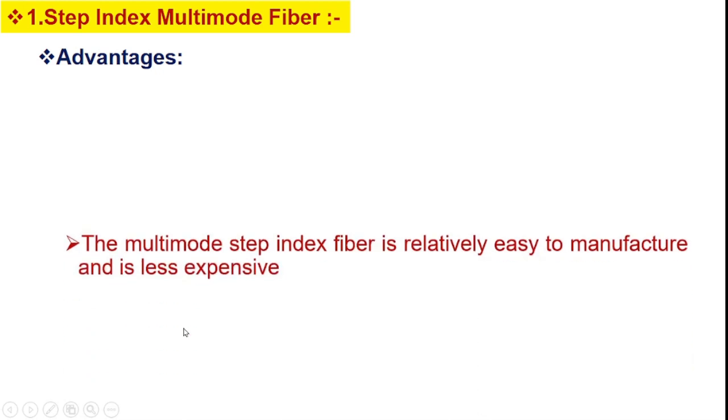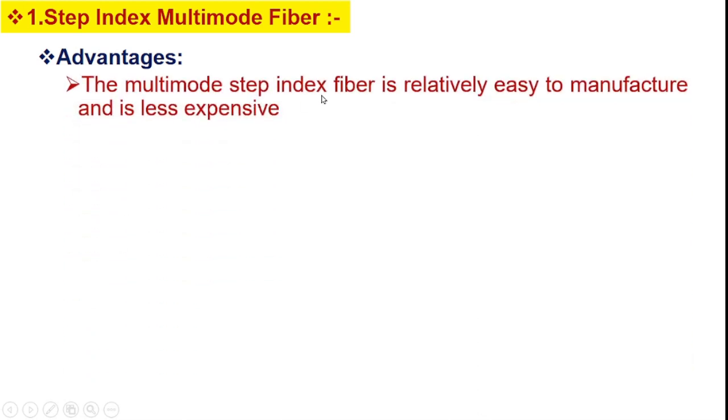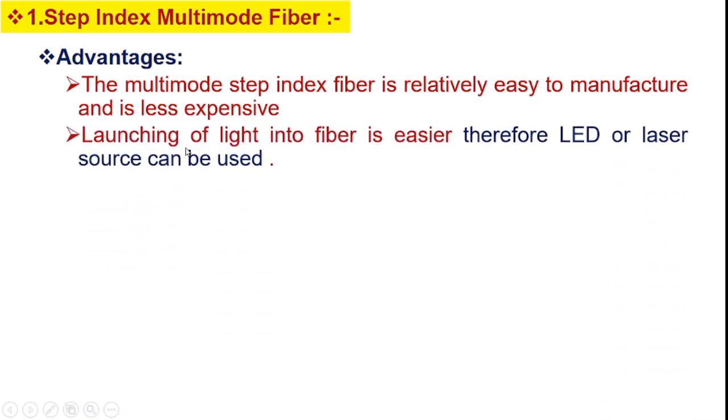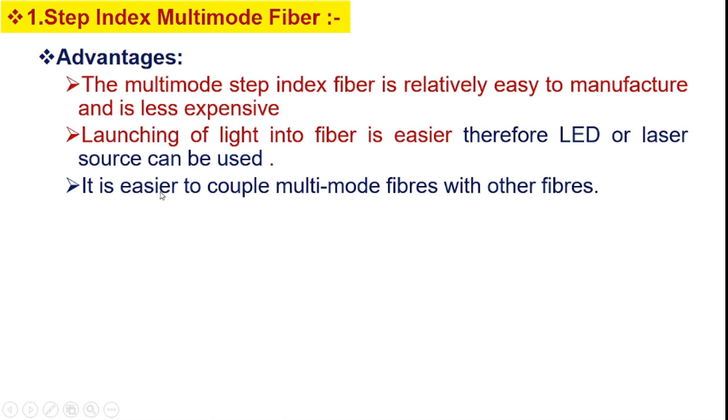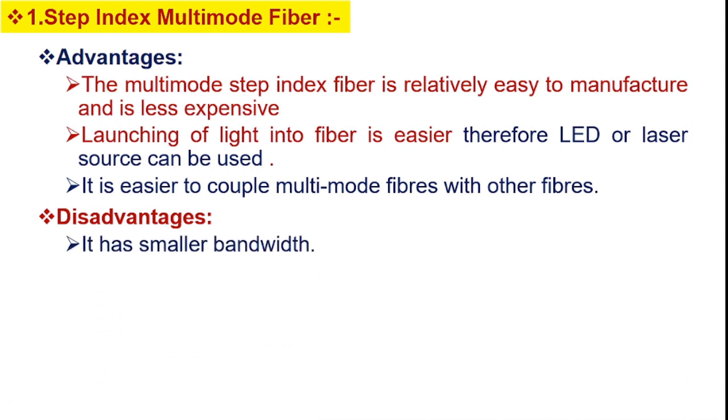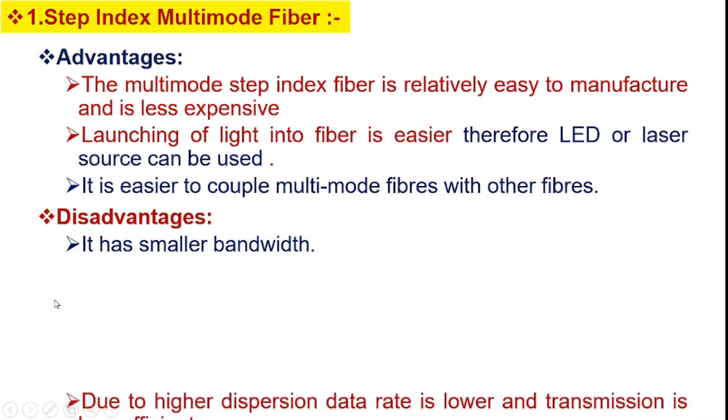Let's see some advantages. The multimode step index fiber is relatively easy to manufacture and is less expensive. Launching of light into fiber is easier, therefore LED or laser source can be used. It is easier to couple multimode fibers with other fibers. Let's see some disadvantages. It has a smaller bandwidth.